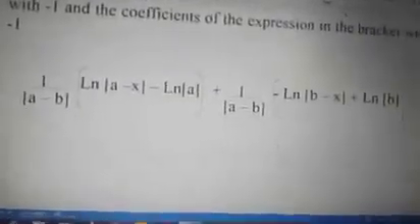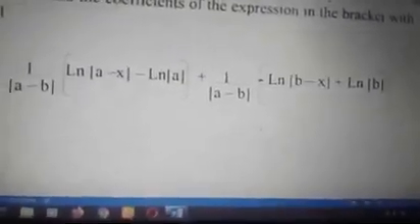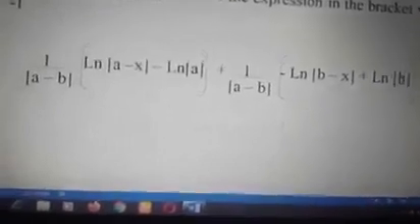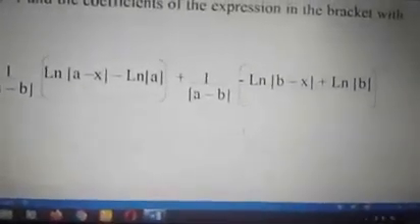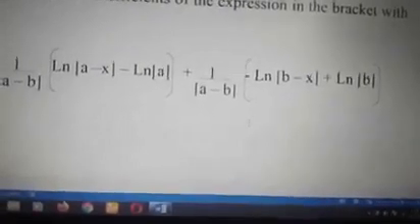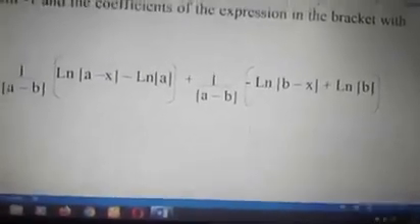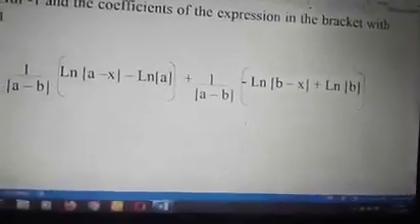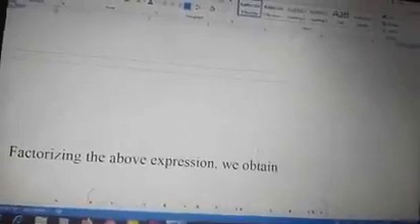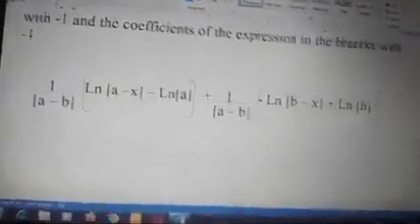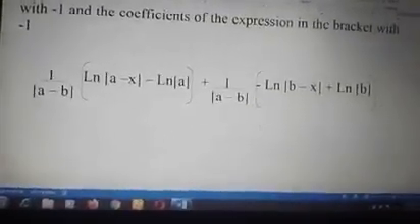We'll now come to this expression here. 1 over a minus b, bracket opens, ln concentration of a minus s minus ln concentration of a, then bracket closes, plus 1 over a minus b, bracket opens, minus ln of b minus s concentration plus ln of concentration of b. Having done that, we factorize the above expression. They have something in common: they now have a minus b in common. We bring out a minus b, that is 1 over a minus b.